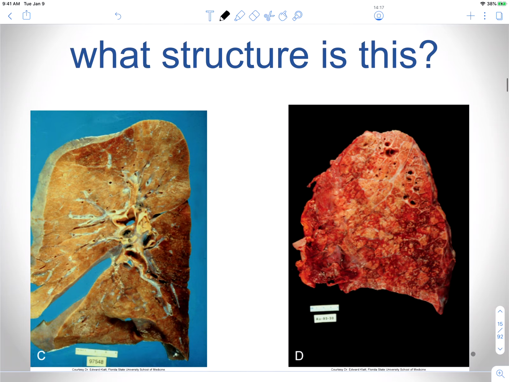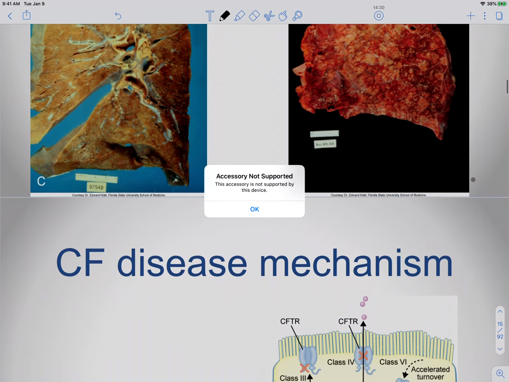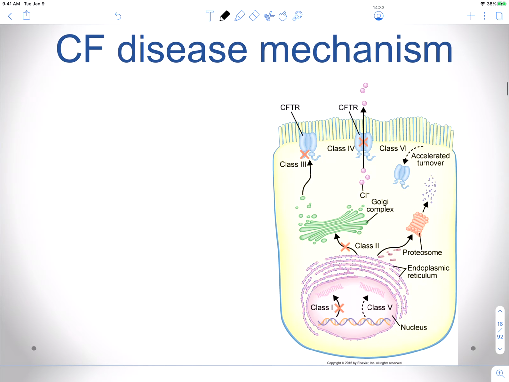And so what is this structure? And here we have a healthy lung. And here we have a cystic fibrotic lung, and you can see that it has a lot of fibrosis associated with it. So cystic fibrosis is going to be caused by many different reasons. There are a lot of genes that have been associated with this disease, and so you can see that they have different classes. We have class 1, class 2, class 3, class 4. Here's class 5, class 6. Okay, that's good. So let's just take each of these apart.